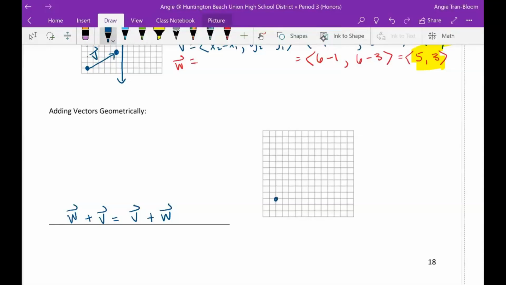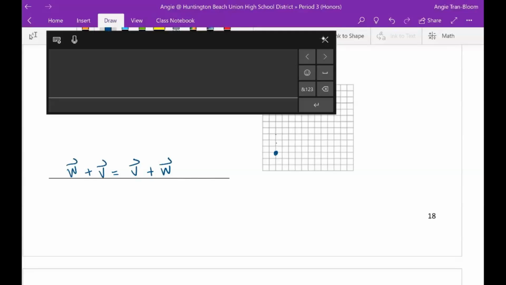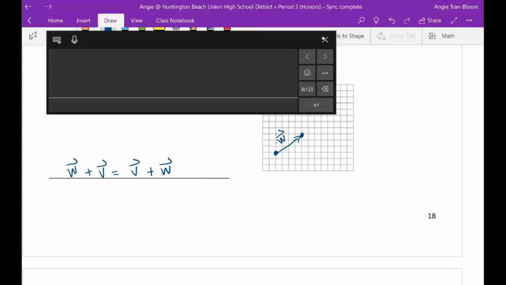How about that? That is up 3, right 2. Okay, up 3, right 2. I'm just trying to create a vector, and then let's count together. 2, 3. So go 3 and then maybe 4. Go 3 and 4 to the right. So let's call this vector W, something I made up.